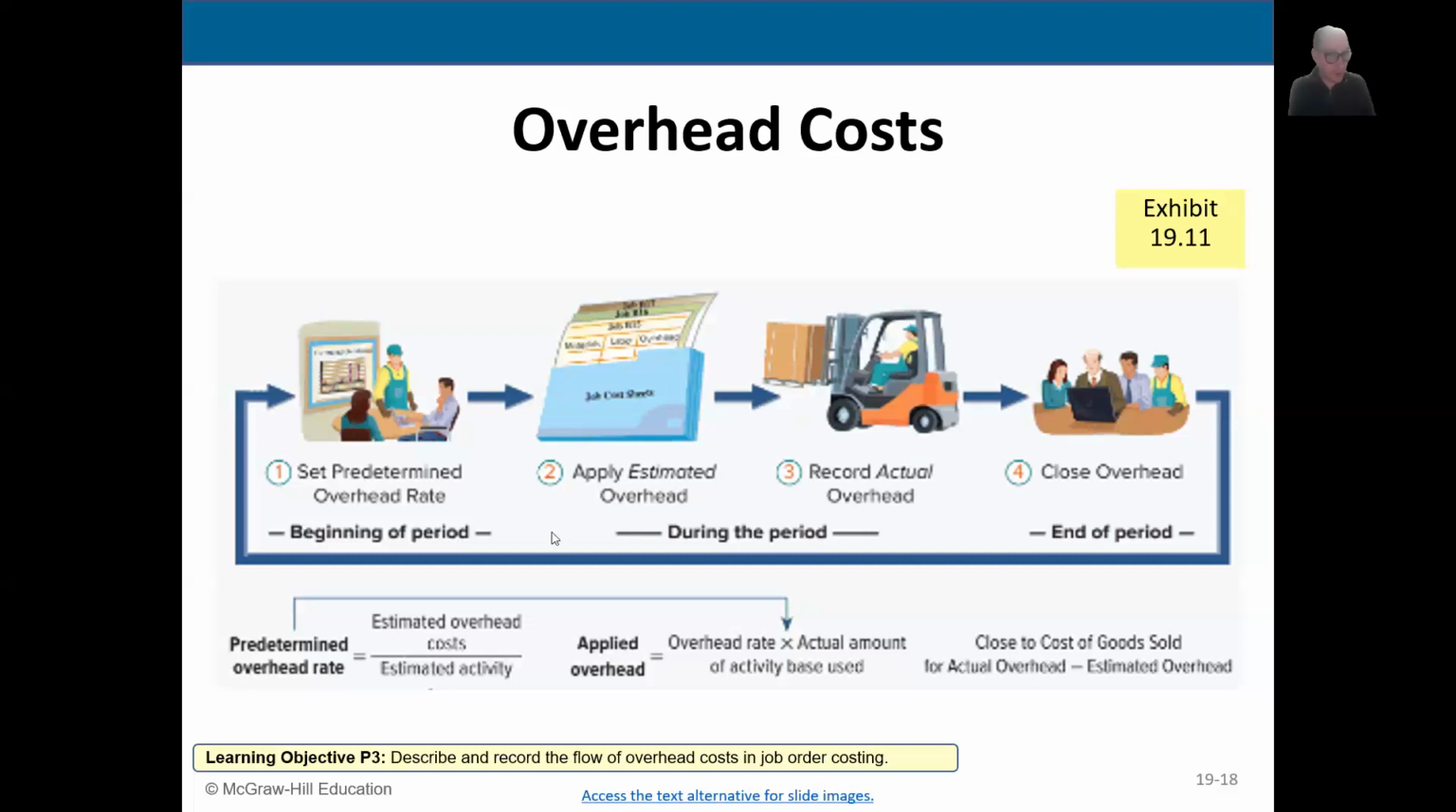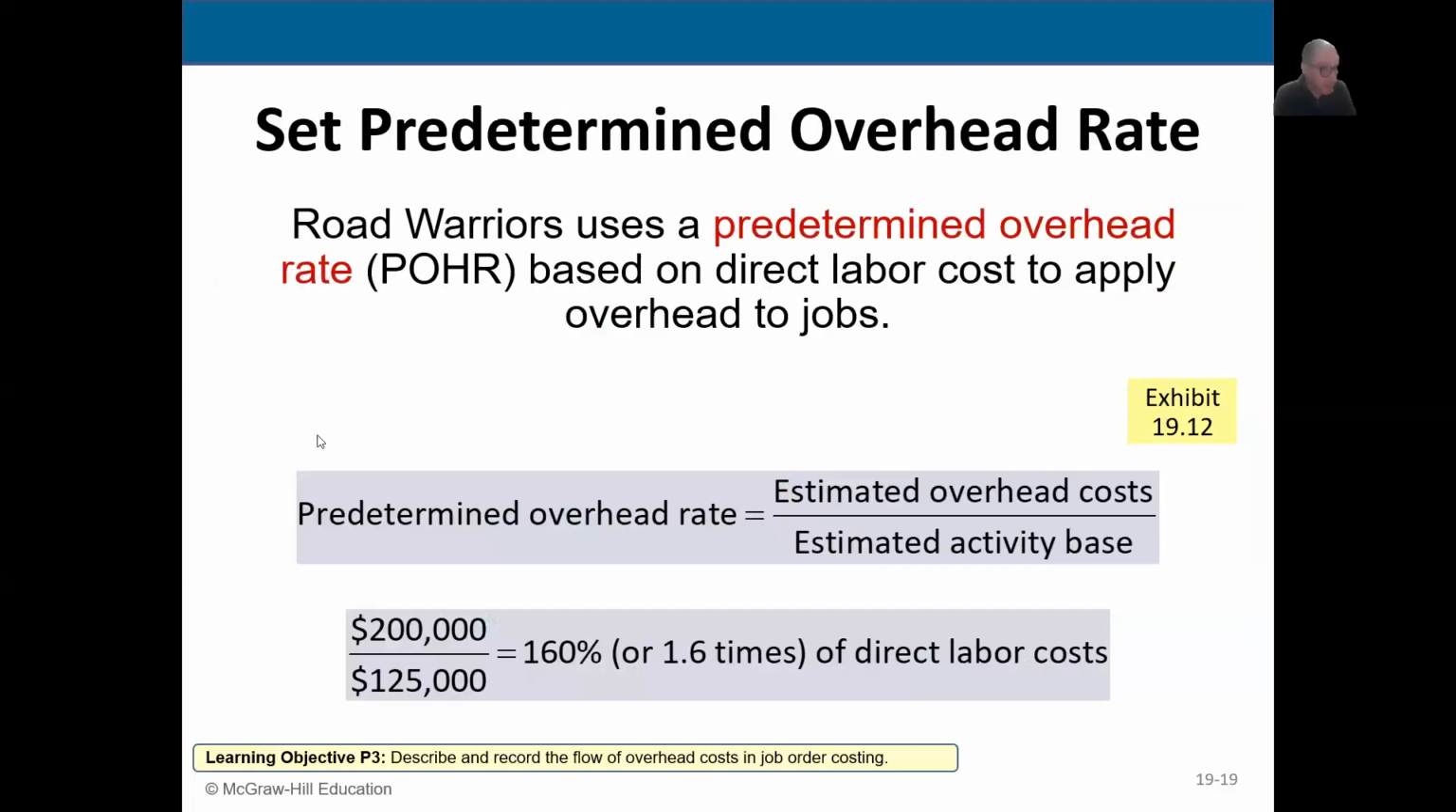I'm going to get a little bit deeper just so you understand how it works. In our example, we use a single plant-wide rate method, also known as a predetermined overhead rate. We take the estimated overhead cost for the year divided by the estimated activity base for the year. In this example, we have $200,000 of estimated overhead cost for the year divided by 125,000 of labor dollars, labor cost for the year. That gets us to 160%. That's how we found that rate.